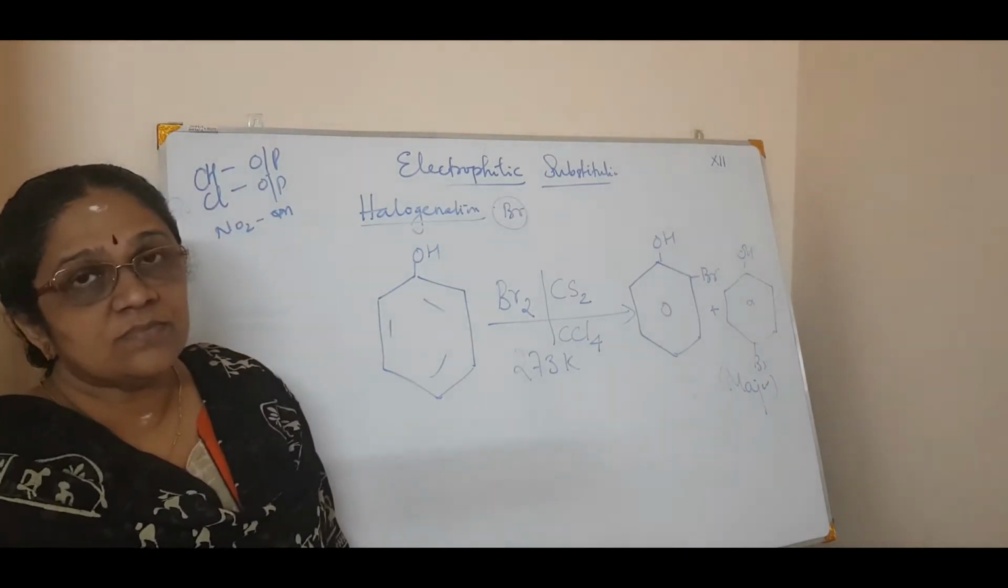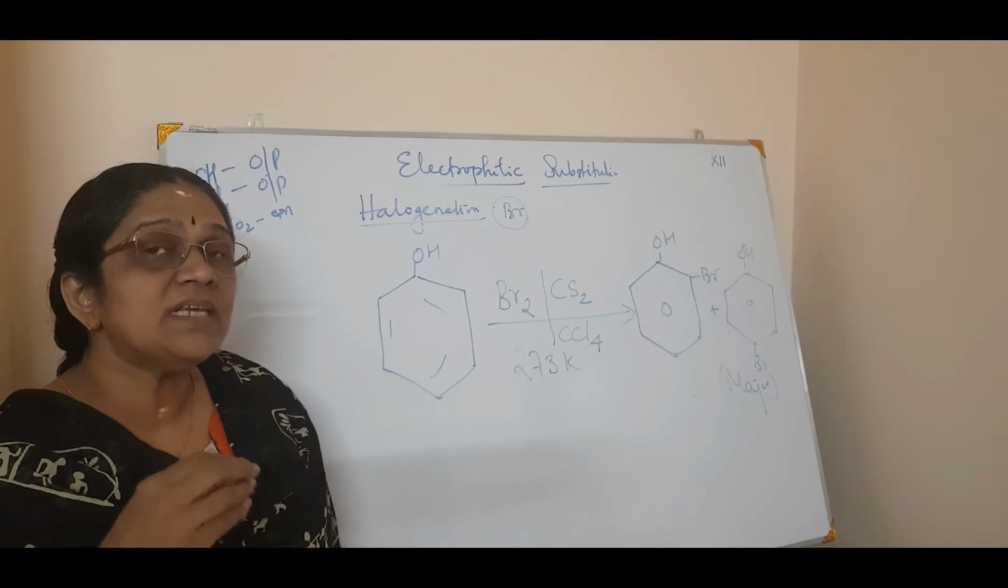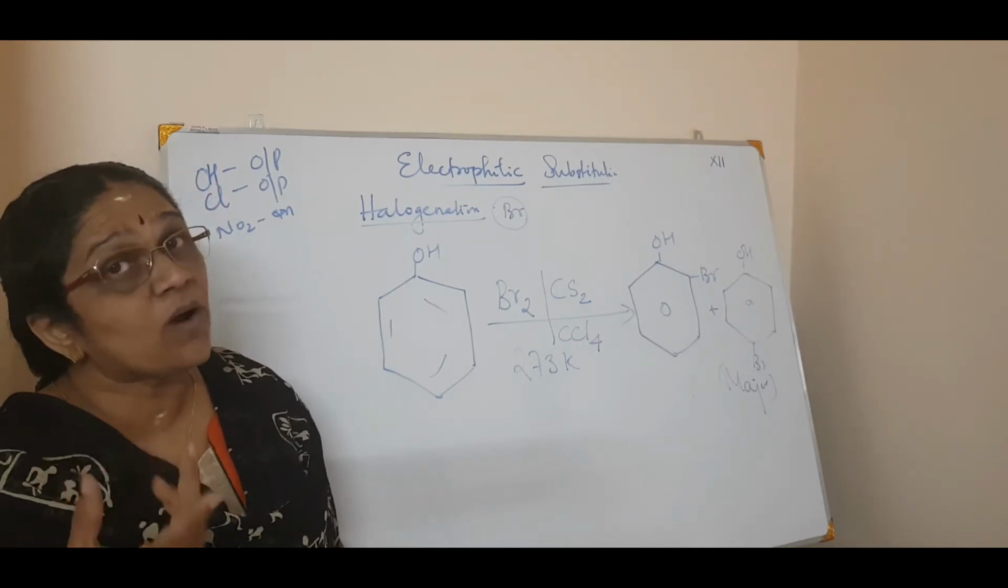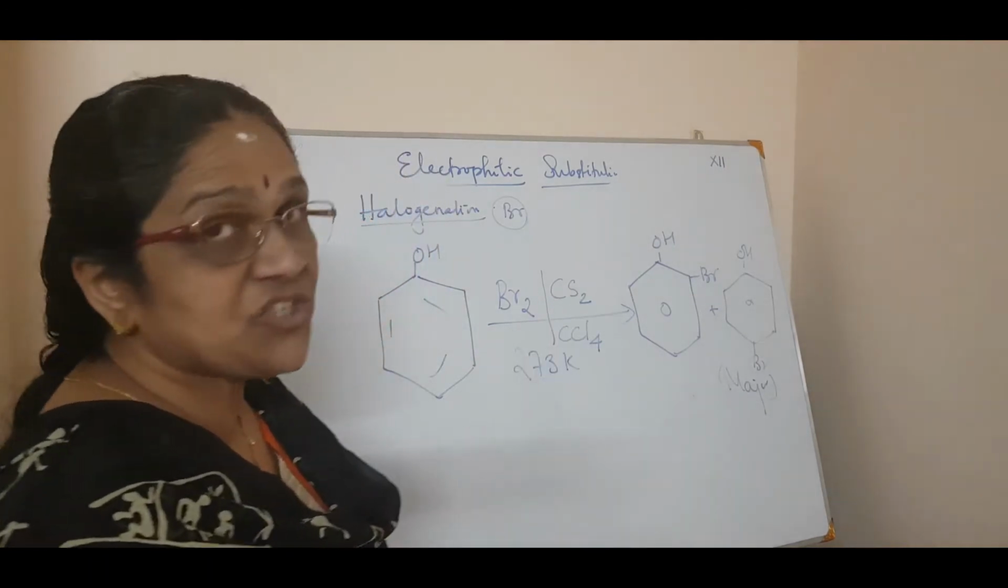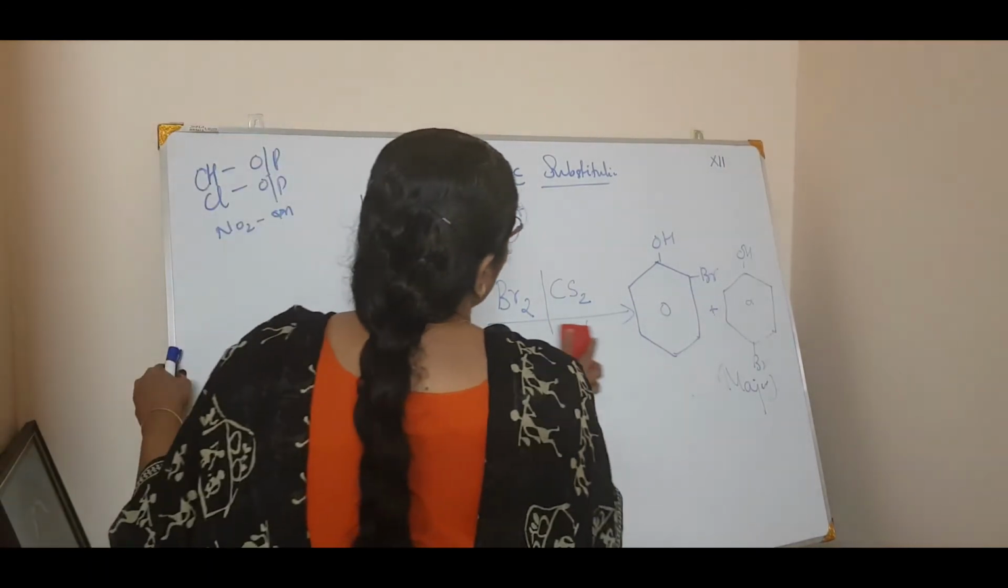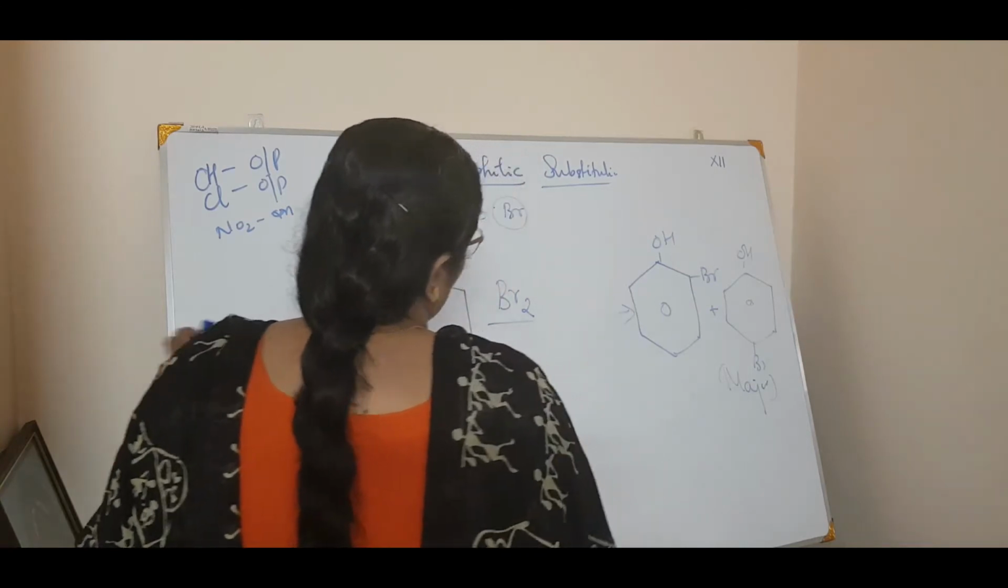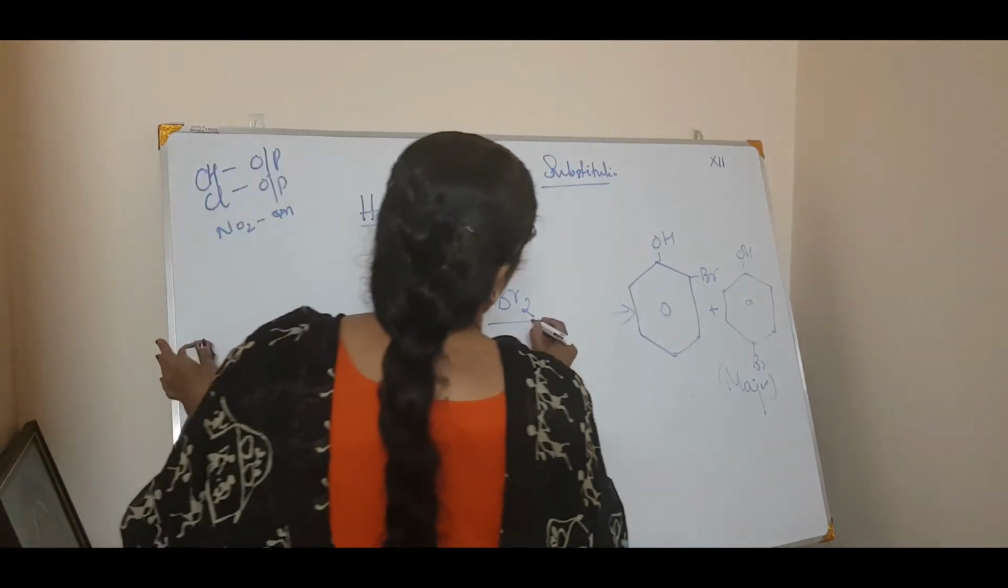Now, what happens when bromine is treated with water? That means polar solvents. This was non-polar solvents. You will get a mixture. Now, what happens when phenol is treated with bromine water?